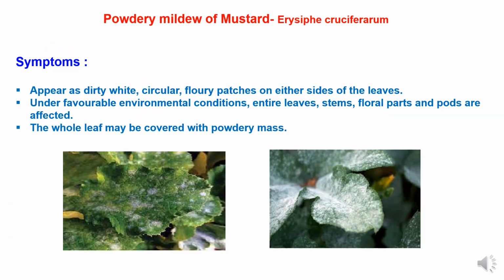Now, powdery mildew of mustard, which is caused by the fungus Erysiphe cruciferarum. This disease appears as dirty white circular floury patches on either side of the leaves. Under favorable environmental conditions, whole leaves, stems, floral parts and pods are affected, and the whole leaf may be covered with powdery mass.